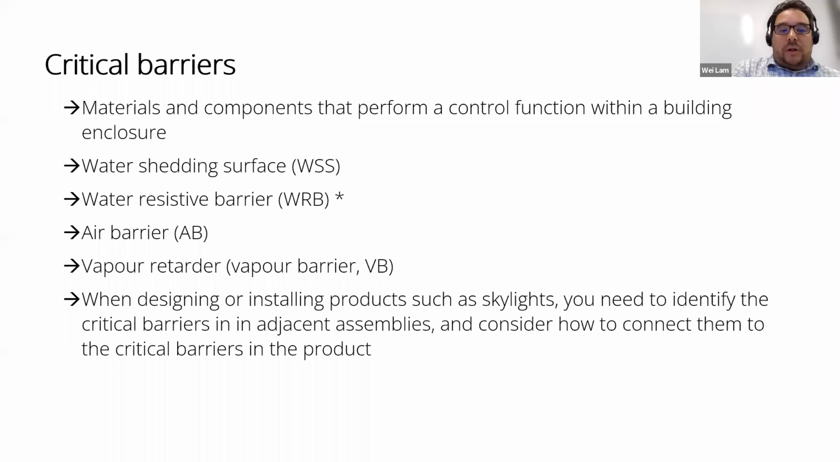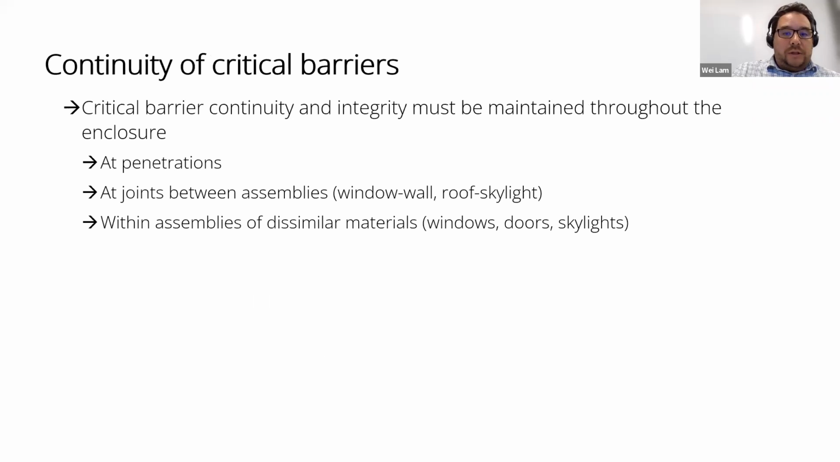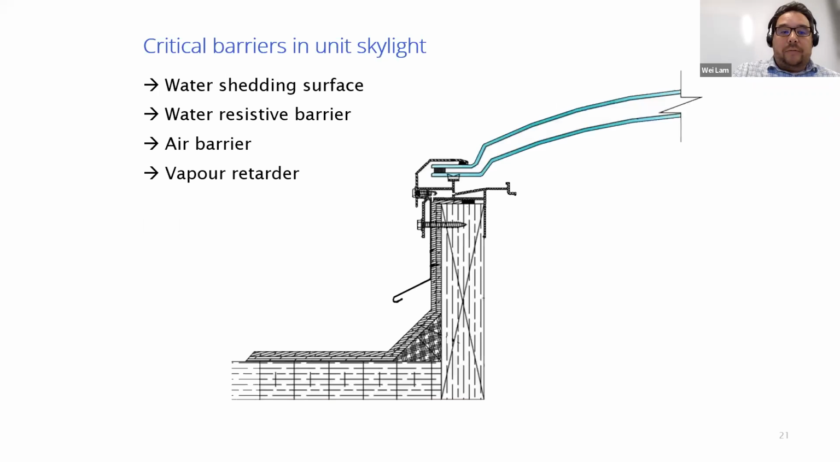When designing or installing products like skylights, you need to identify the critical barriers in adjacent assemblies, right? Making the connections to those assemblies is critical. This is the same as vertical fenestration or any other interruption or transition of materials in a wall or window system. The continuity we already talked about here. Continuity is critical at penetrations, at joints, and within the assembly. So within the joinery of skylights.